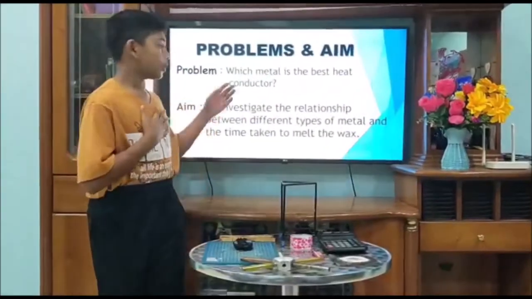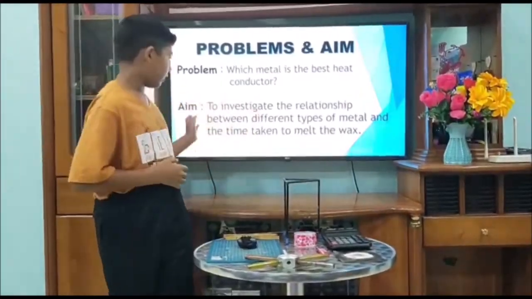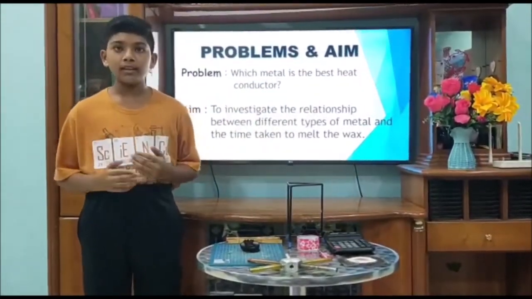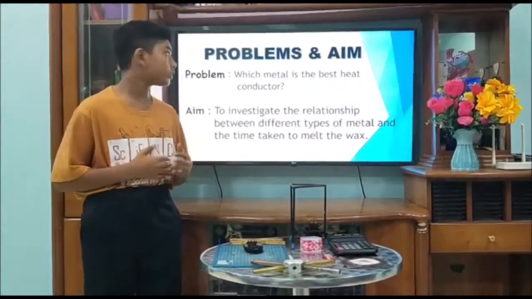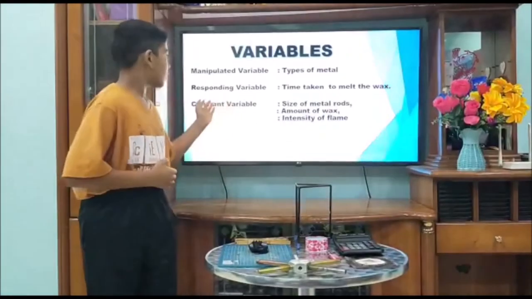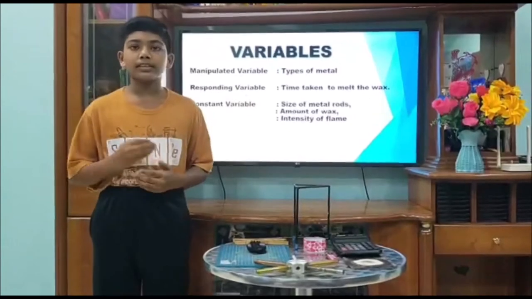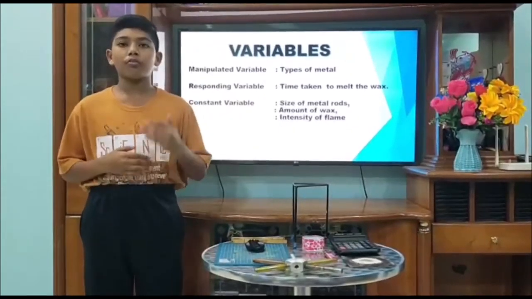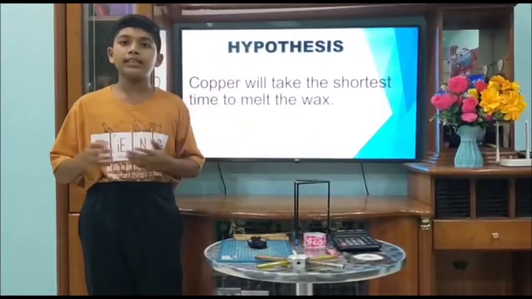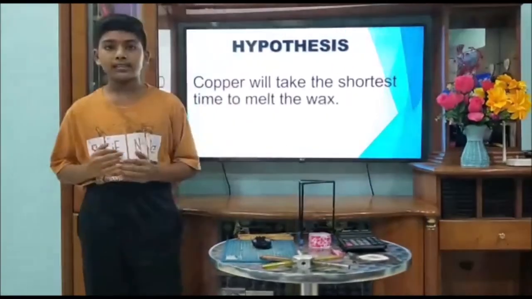I'm Leonard. The problem of our experiment is which metal is the best heat conductor. And our aim is to investigate the relationship between different type of metal and time taken for the wax to melt. Variables. Manipulated variable: types of metal. Responding variable: time taken for the wax to melt. Constant variable: size of metal rods, amount of wax, intensity of flame. The hypothesis that we designed for this experiment is copper will take the shortest time to melt the wax.